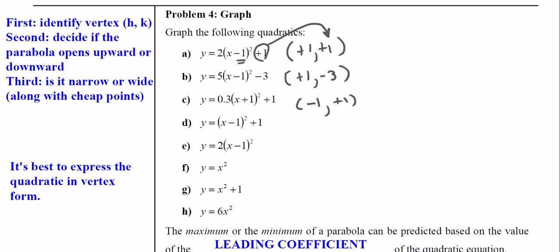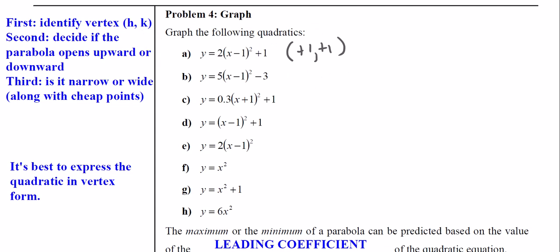We haven't graphed yet. The instructions are to graph. So don't think, oh, we're done with A, B, and C. We're not done. Step 1 is to identify the vertex. Okay, which is actually probably most of the math we're going to do for this graphing, is what we just did. Find the vertex.